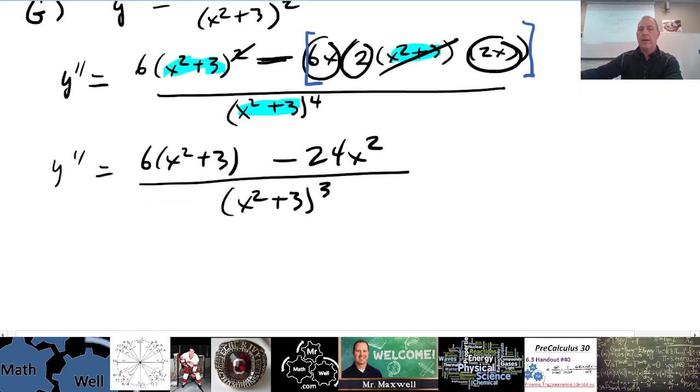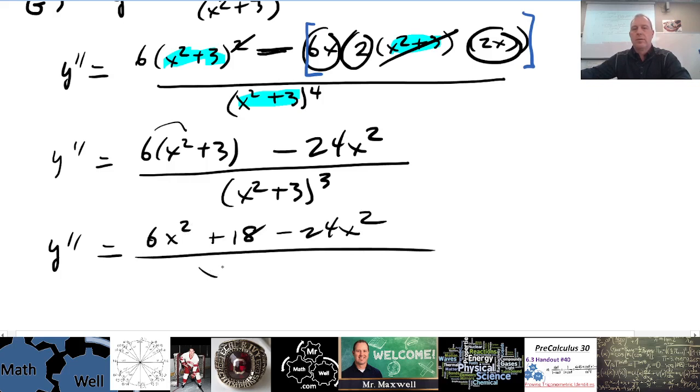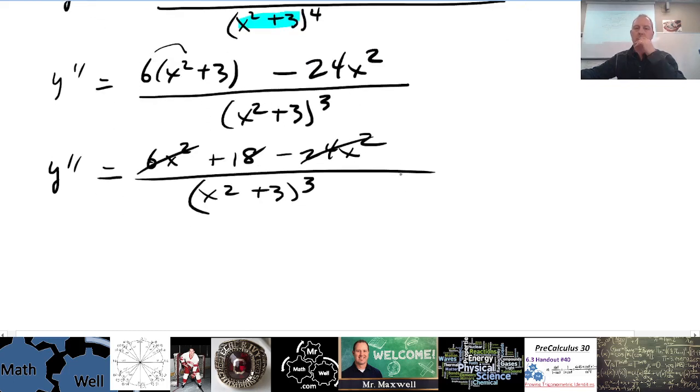So that helps a little bit, definitely. And I definitely see that if I multiply this in, there's an x squared that can combine with this x squared term. So I will now expand. And now this 6x squared minus 24x squared is going to be what? Negative 18x squared. So negative 18x squared plus 18.